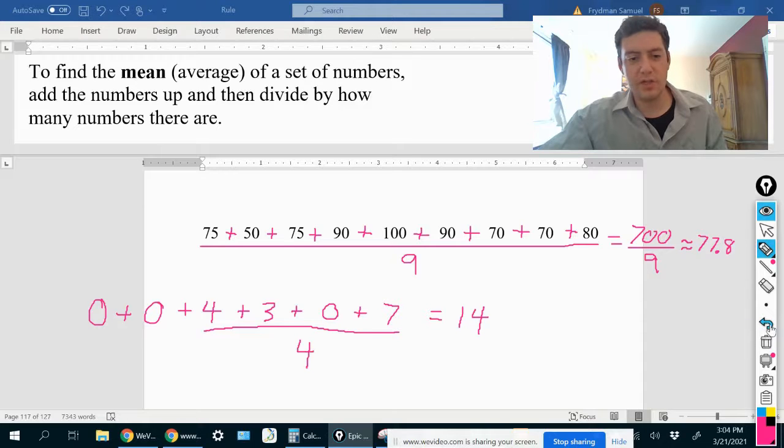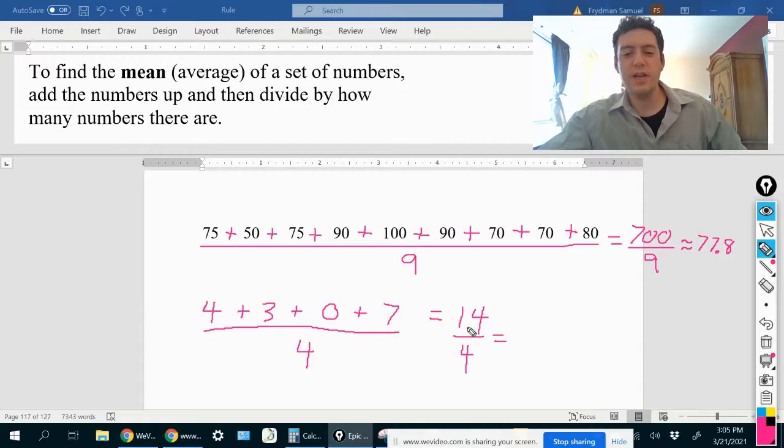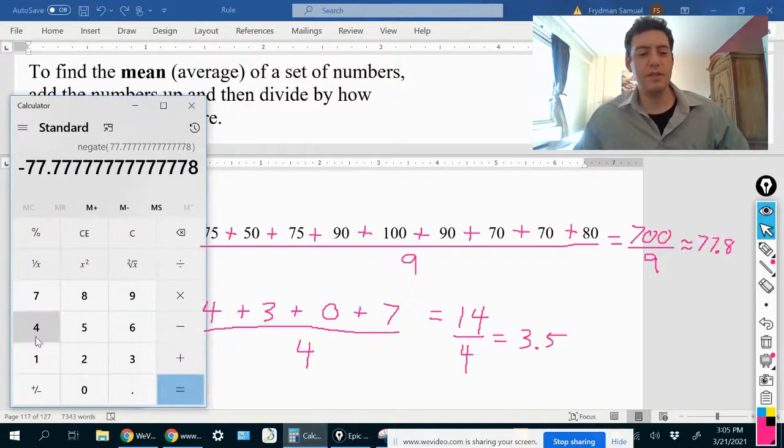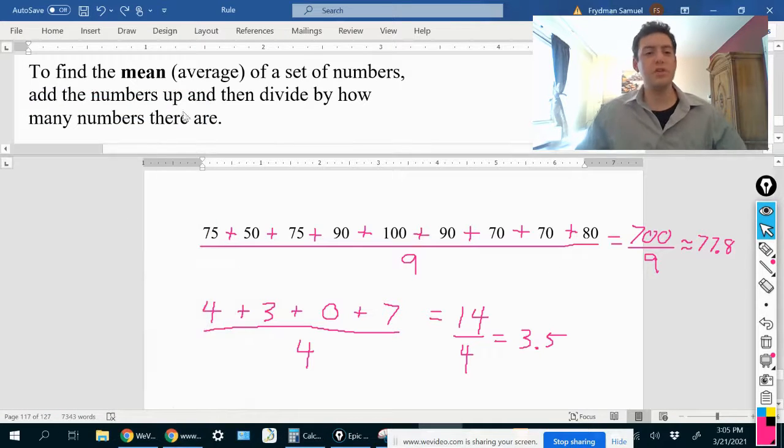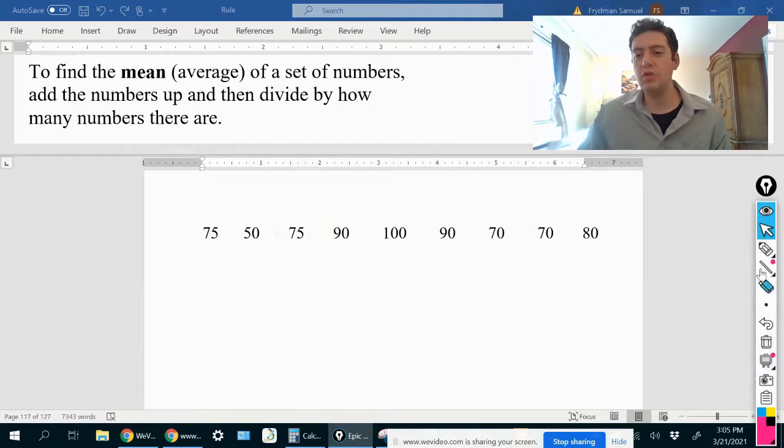Let's just go back to what we had a few seconds ago. So this would be 14 divided by 4, which, let's see, 4 goes into 14 3 times with 2 left over. 2 over 4 is a half. So that's going to be 3.5 there. If you don't believe me, 14 divided by 4 is 3.5. Okay, so that was just another example. So to find the mean, it's pretty simple. You add all of the numbers up, and then you divide by how many numbers you just added. So that's mean. Now let's go ahead and do median.